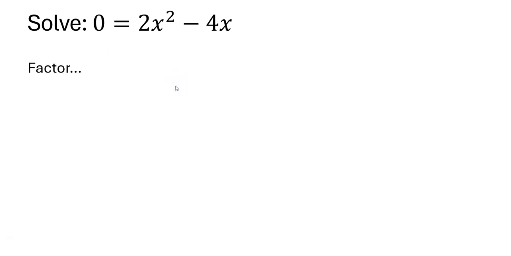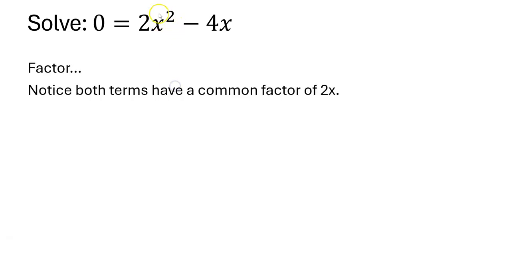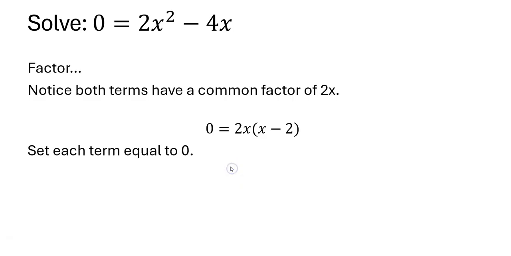So our first step is to factor. You should notice that both terms, the 2x squared and the 4x, both have a common factor of 2x. If I factor out that greatest common factor, I end up with 0 equals 2x times the quantity x minus 2. So now we have two terms here, the 2x and the x minus 2. We're going to set each of those equal to 0. This is our zero product property.